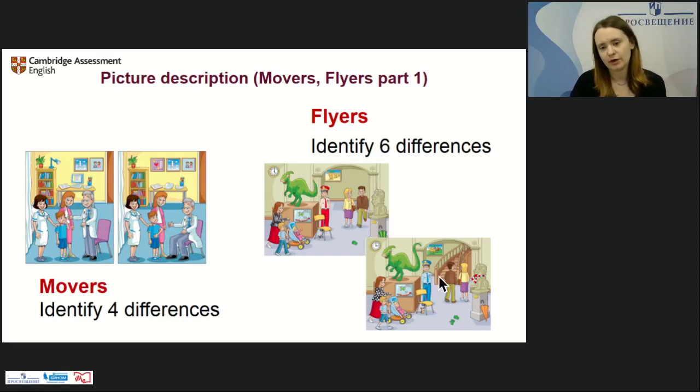And on the right part of this slide, you can see the flyers exam task, where they have to do the same, but the number of differences is higher and the number of details in the pictures is also different. So it's another productive task which we are going to assess.